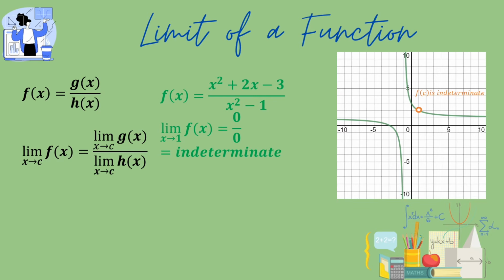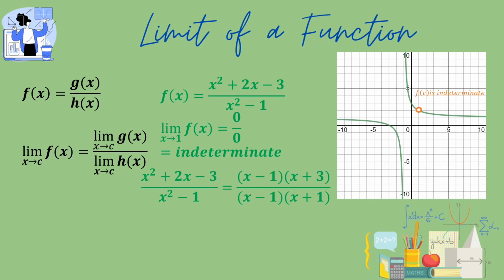With the given function, the numerator can be factored into x minus 1 and x plus 3, while the denominator is factored into x minus 1 times x plus 1. After canceling x minus 1 from the numerator and the denominator, we can rewrite the function as x plus 3 all over the quantity x plus 1. By substituting 1 to this new expression, we obtain 2.